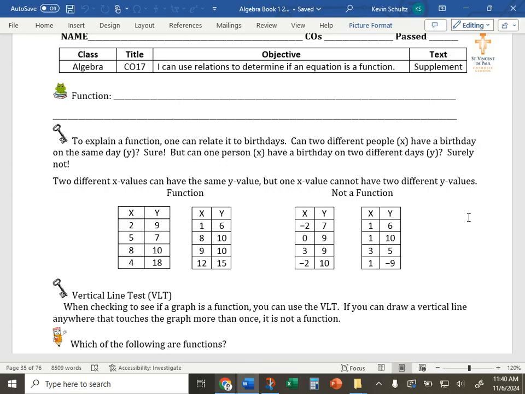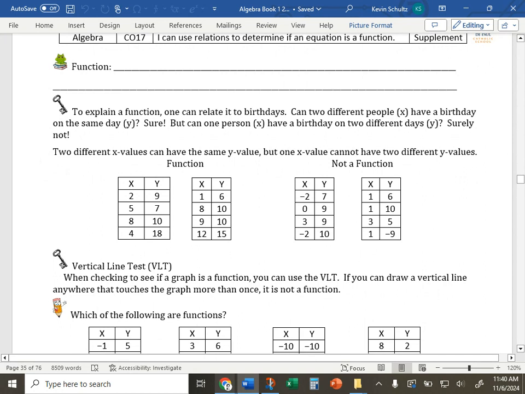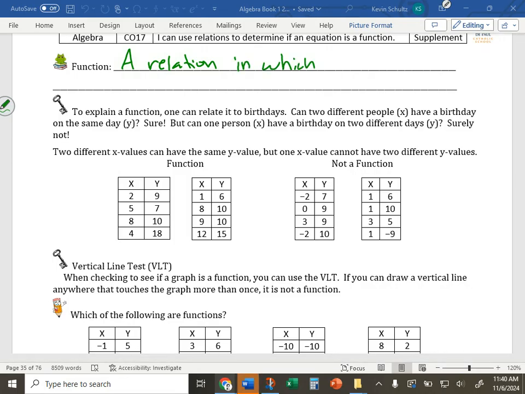Talking about functions. A function is a special type of relation. Okay? A function is defined as a relation in which every x value has exactly one corresponding y value.